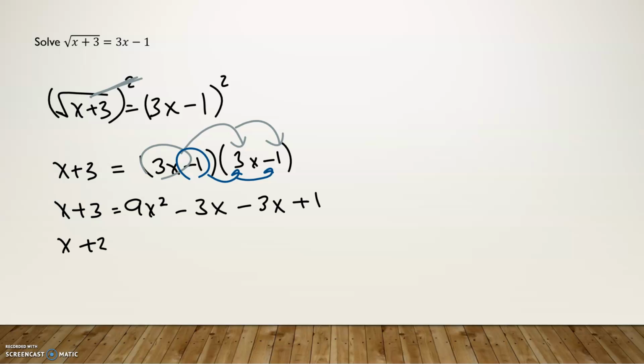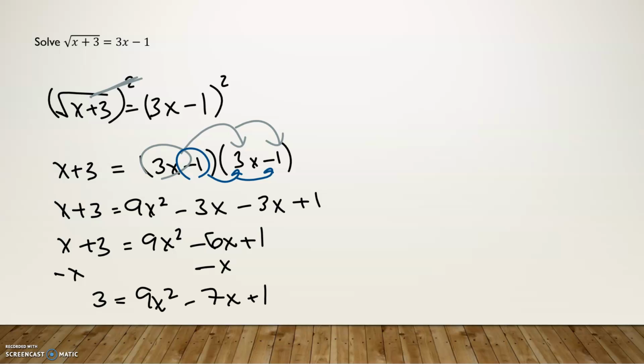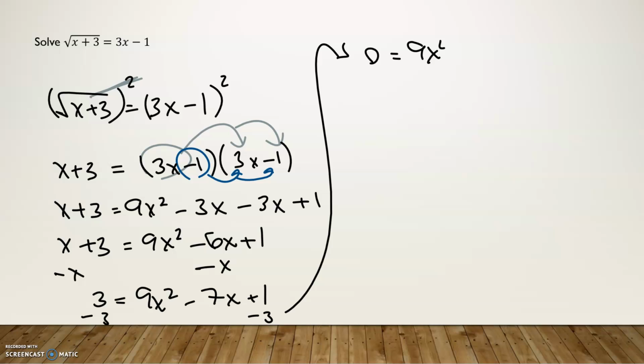So 3x, x plus 3 is equal to 9x squared minus 6x plus 1. Now what I'm going to do is subtract this x from both sides. So I get 9x squared minus 7x plus 1. Going to subtract this 3 from both sides. So I get 0 is equal to 9x squared minus 7x minus 2.